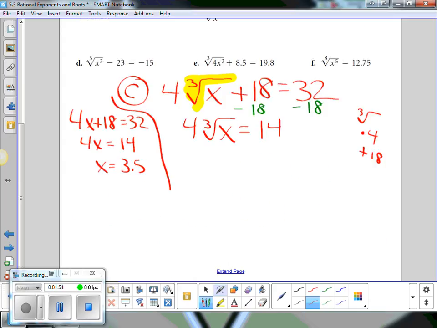Instead of multiplying by 4, you divide out the 4. And you get the cube root of x equals 14/4, which is 3.5. And then now, instead of cube rooting both sides, you cube both sides. That cancels out the cube root, and you get x equals 3.5 cubed, which is 42.88.